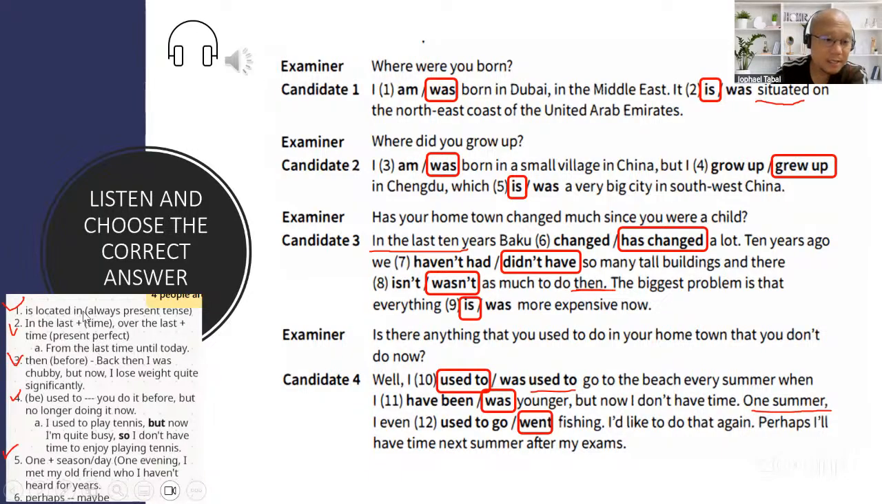Is located in is always present tense because your place never changed. If you live in the south of Vietnam, and the name of the place is, for example, Tra Vinh, so it's always there. It doesn't move to the north of Vietnam, okay? So that's why we use present tense here. The same thing with in Chengdu, which is a very big city in the south of China. So we're talking about the place, which is a very big city in that place, okay?